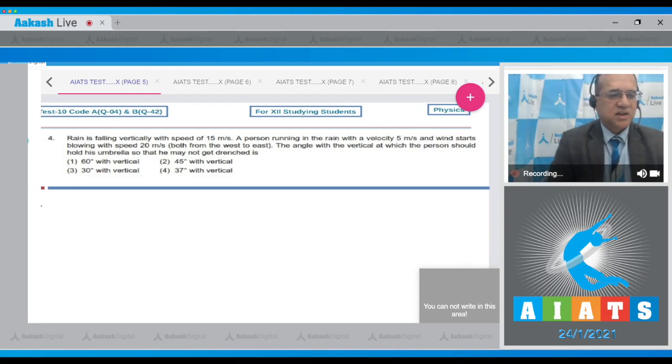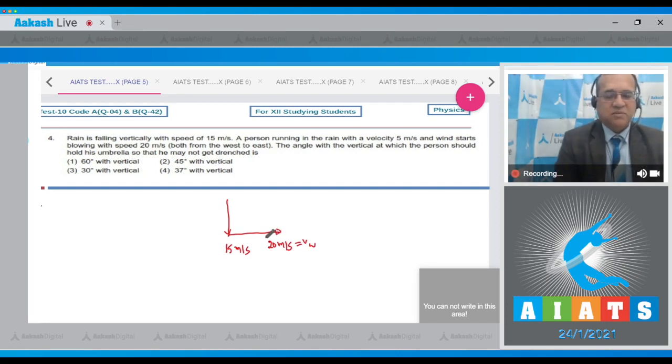The question number 4 says that rain is falling vertically with speed of 15 meter per second. A person is running in the rain with velocity of 5 meter per second and the wind starts blowing with a speed of 20 meter per second, both from west to east. The angle with the vertical at which the person should hold his umbrella so that he may not get drenched is. These are 4 options. And now see what is happening. In the first case, you have the rain falling vertically downward with the velocity of 15 meter per second. And the wind is blowing from west to east. Let's say this is the wind velocity, which is given to you 20 meter per second.